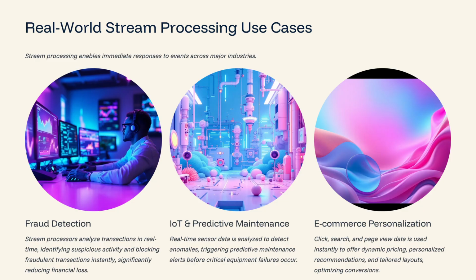IoT and predictive maintenance. So the real-time sensor data is analyzed to detect anomalies, triggering predictive maintenance alerts before critical equipment failure occurs. The last but not the least, e-commerce personalization. Click, search, and page view data is used to offer dynamic pricing, personalized recommendations, and tailored layouts, and often optimizing conversion.